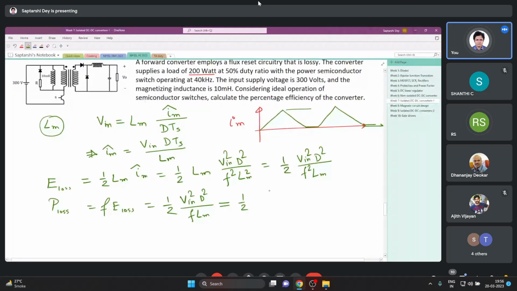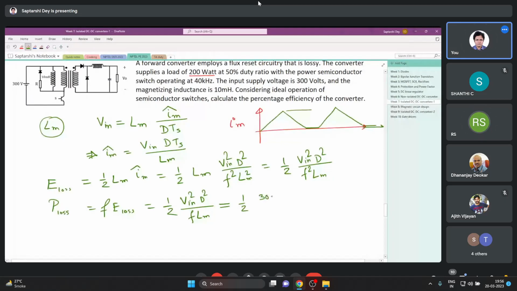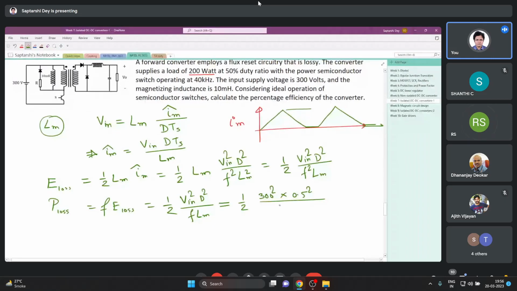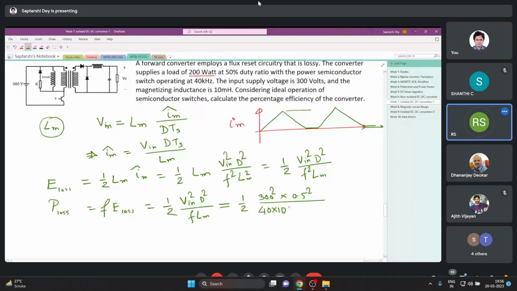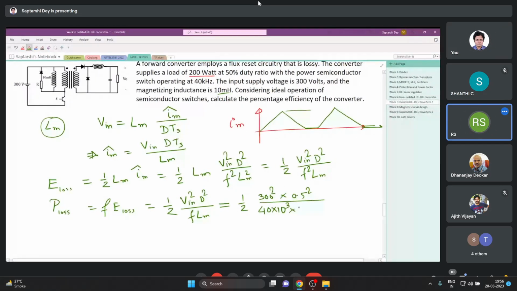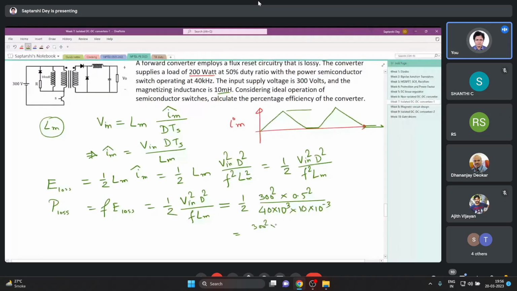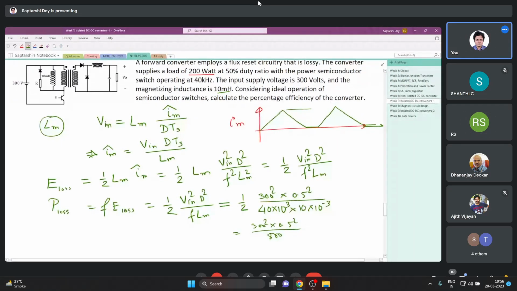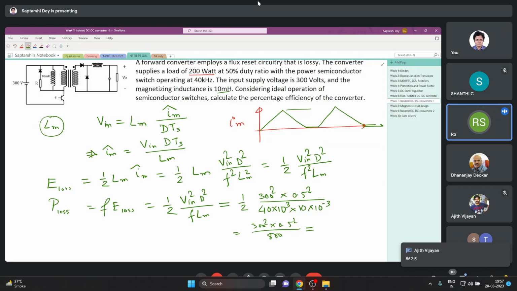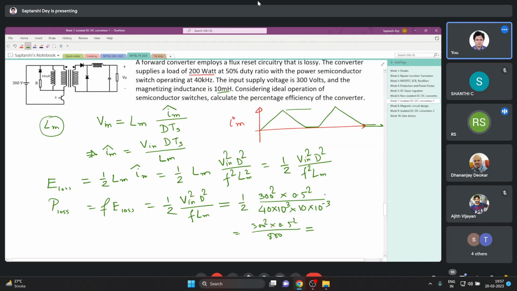So what do we have? Half, Vin is 300, so 300 squared, d is 0.5 so 0.5 squared, frequency is 40 kilohertz, into Lm, which is 10 millihenry. So this becomes 300 squared times 0.5 squared by 800. Someone do it and let me know the loss in watts. Quick. So it is 28 watts, approximately. So 28 watts is the loss.